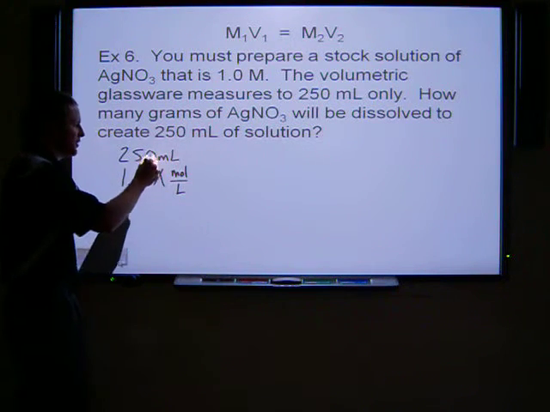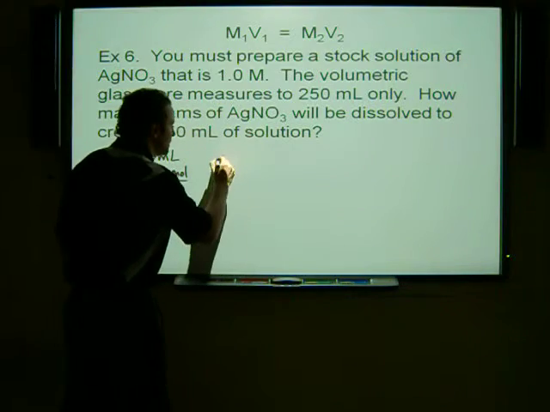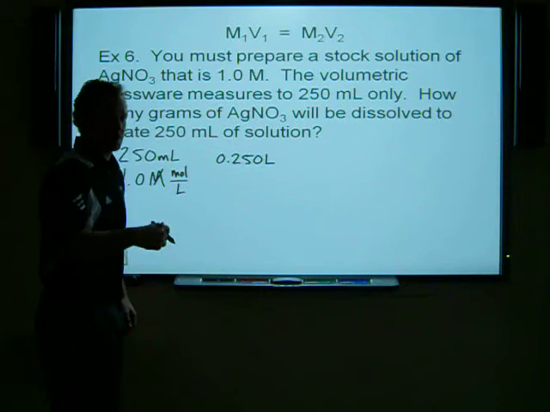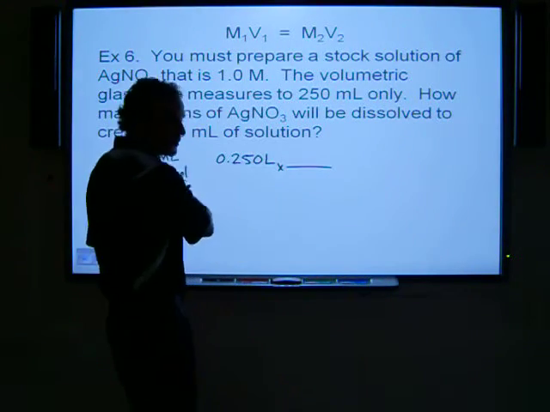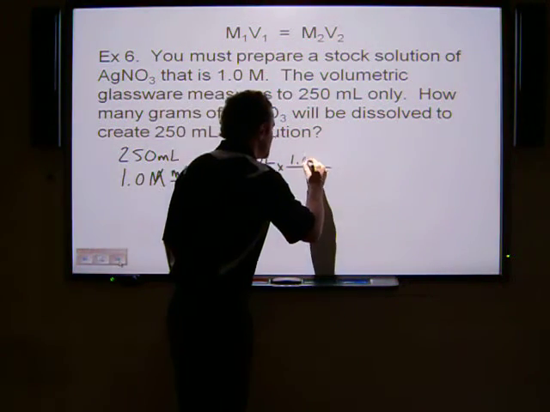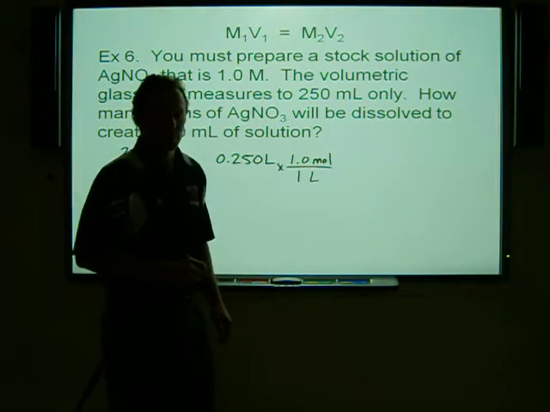So I can divide by 1,000, remove that decimal place 3 times. I'm just going to move the decimal. So I'm starting with 0.250 liters of this solution. I'm going to use my concentration now to get to moles. And this is an easy one. It's just 1 mole per 1 liter. So 1.0 moles of solution per 1 liter.